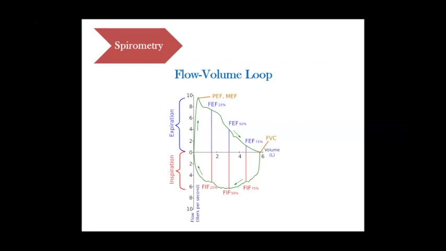These are peak expiratory flow, which is the highest flow that the patient can expire out of his lungs, and this is a very important parameter for patients with asthma. Other important parameters are the mid expiratory flows: forced expiratory flow 25%, 50%, and 75%. Also, we can obtain forced vital capacity from this flow volume loop.